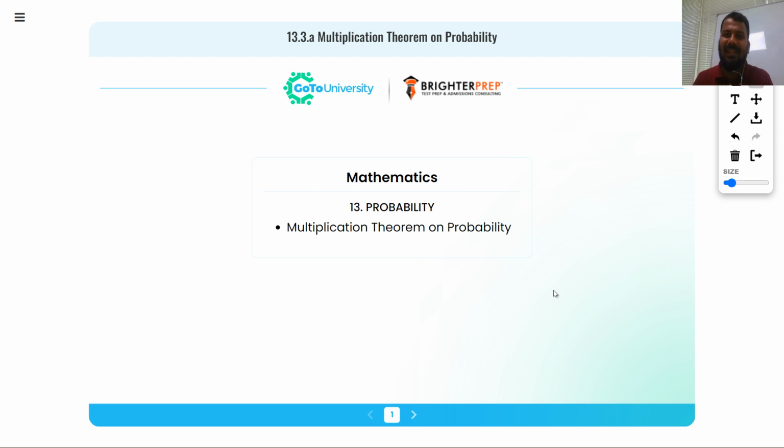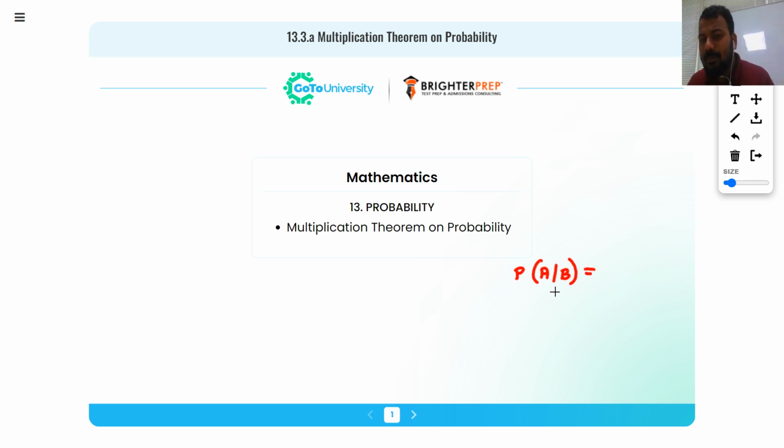As we have already seen in conditional probability, if you want to find the probability of A given B, this is a conditional probability, where we find the probability of A given that B has already occurred. So this says that probability of A given B is the probability of A intersection B over the probability of B. This is what conditional probability is.